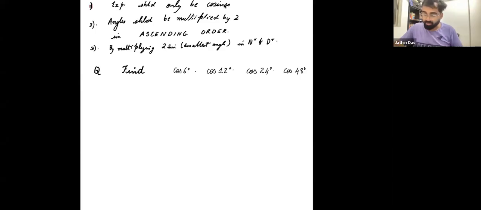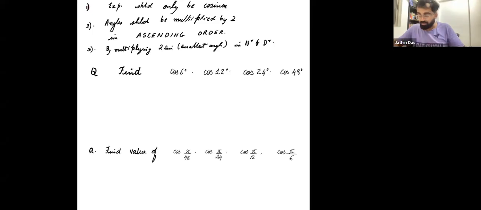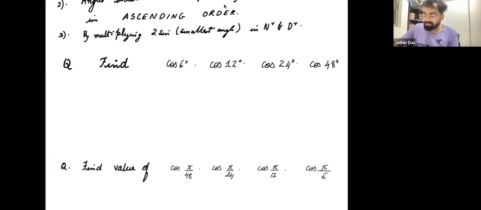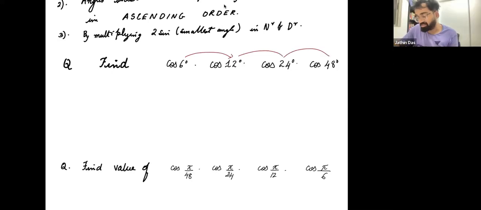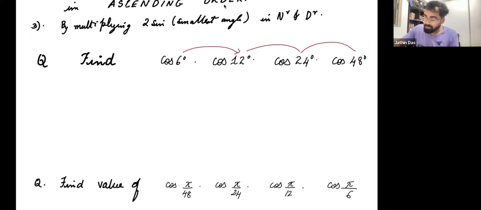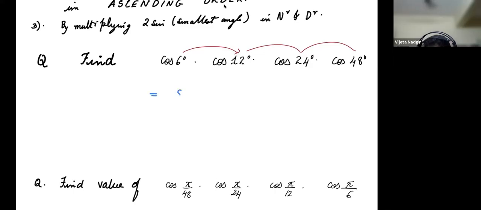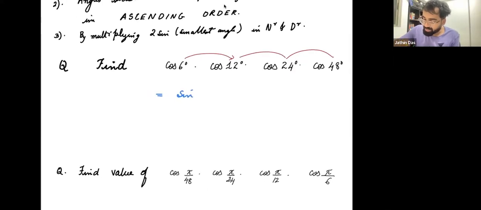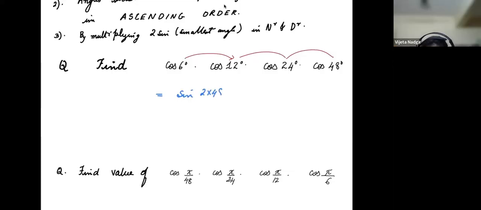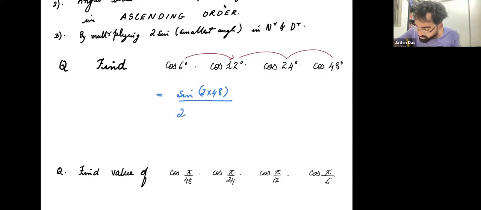Okay, do this. First of all, you should identify, is it a cosine series? Yes. Its double is 12, 24, its double, yes. It is working like this. So directly you can apply sine of 2 times the largest angle, 2 times 48, 96. How many terms are there? 4. 2 raised to 4 and sine of the smallest angle.